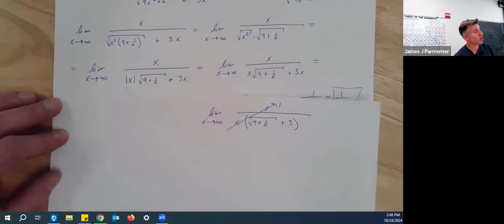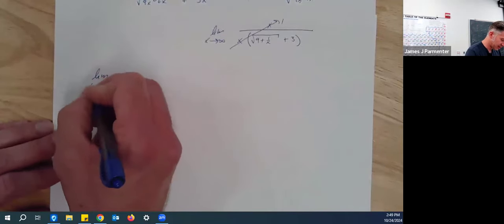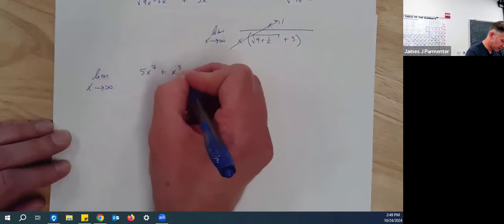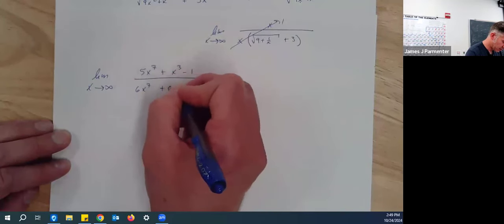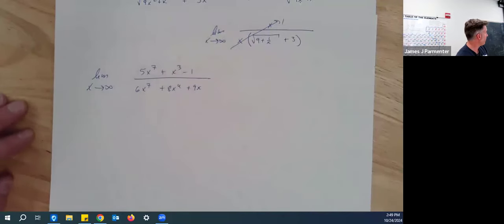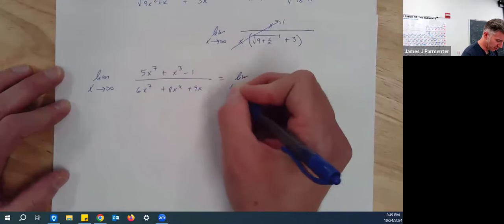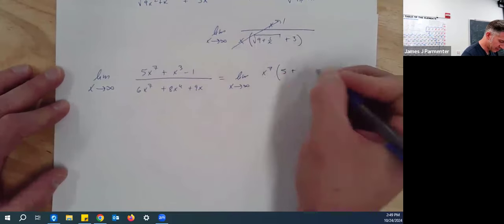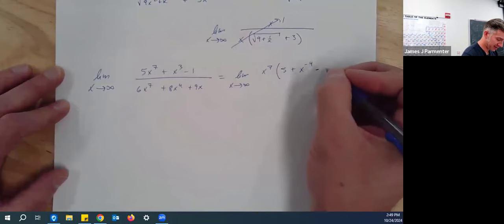So just to go along with that thought for a second, if you're dealing with something like the limit as x goes to infinity of 5x to the 7th plus x cubed minus 1 over 6x to the 7th plus 8x to the 4th plus 9x, I can factor out an x to the 7th from the top and the bottom instead of dividing each thing by x to the 7th. And if I do it that way, I still get the same result. I get x to the 7th times 5 plus x to the negative 4th minus x to the negative 7th.